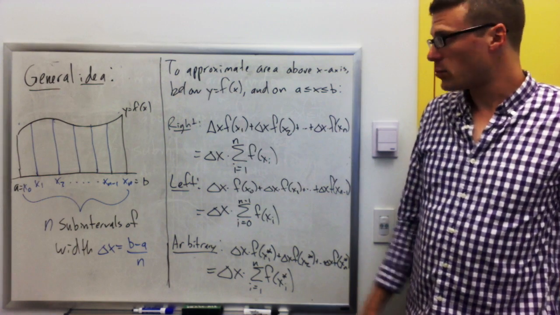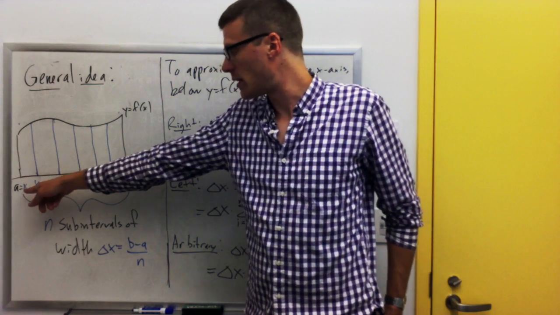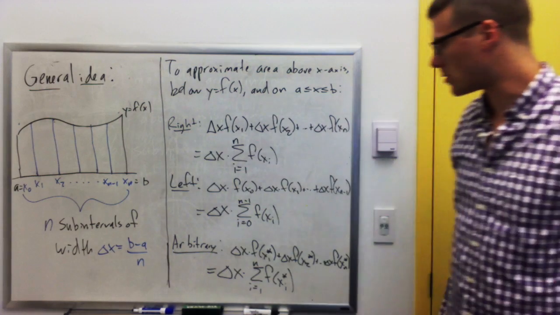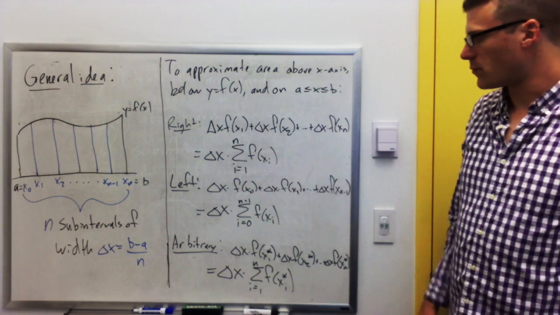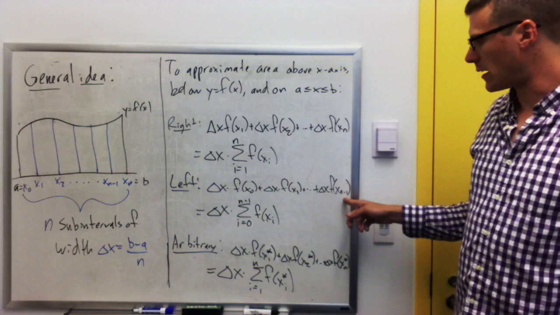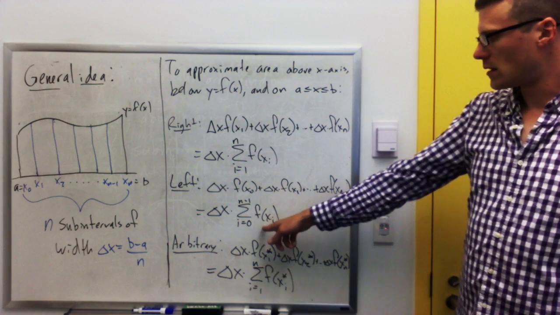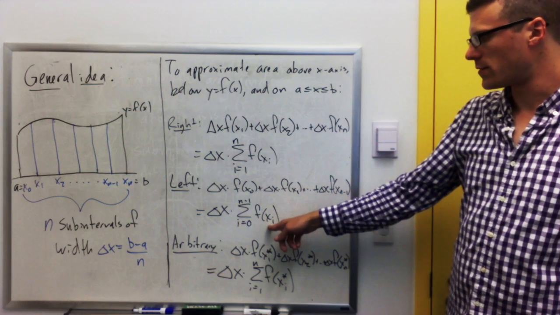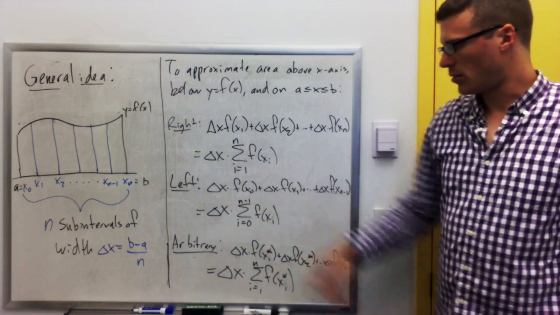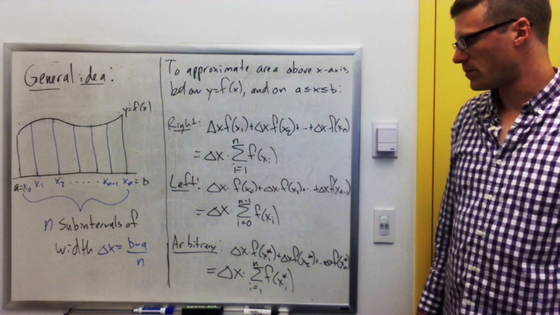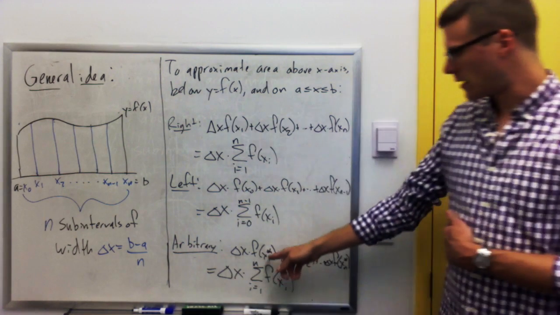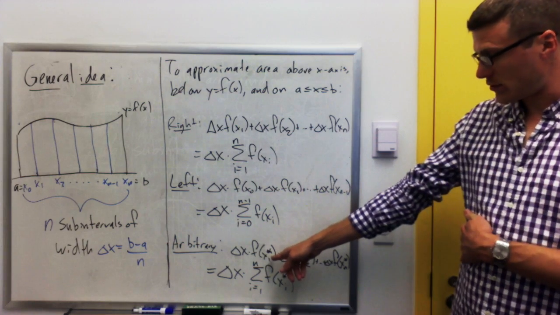If I use the left endpoints, then I start at x0, and then I use x0, x1, all the way through to x sub n minus 1. So it's almost the same formula, but I start with x0 and I end at x sub n minus 1. Using the sigma notation, it's the sum from 0 to n minus 1 of f of xi, all times this factor delta x. More generally, we can choose sample points, which I'm writing by x star.